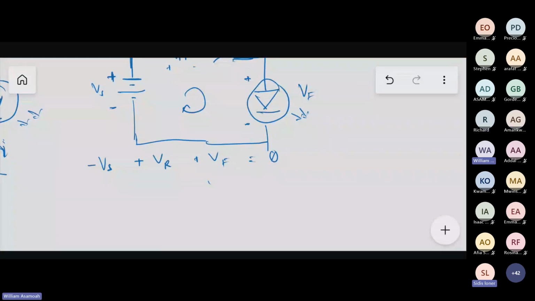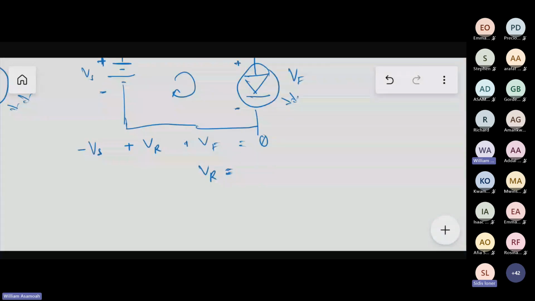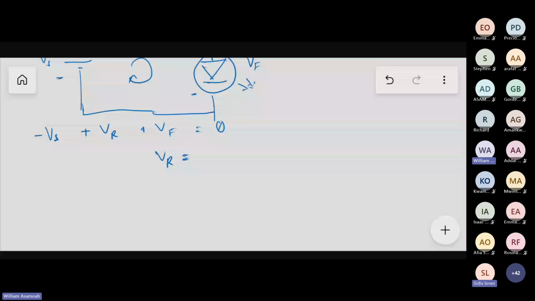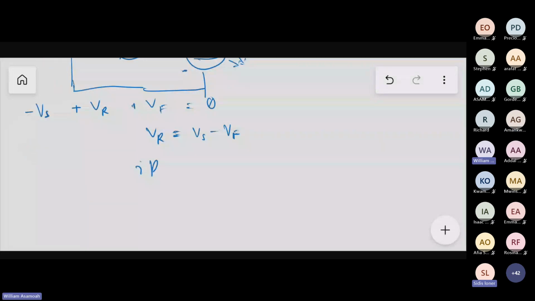So let's make VR the subject, because we want to find the resistor. VR equals minus VS minus VF. Now we know that I times R is equal to VR, right?